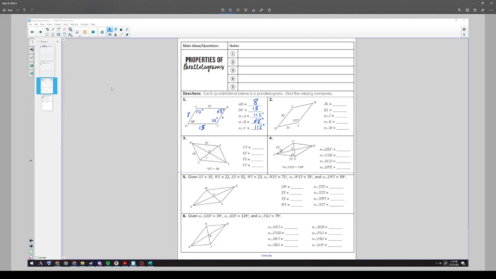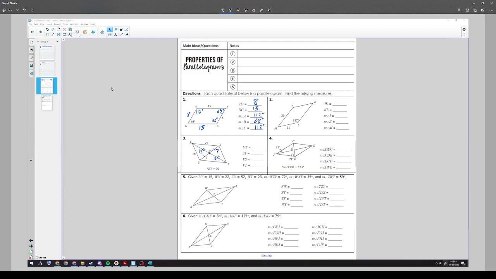So since this is a parallelogram, we know that the diagonals bisect each other. So this is equal and that's equal. That means this one is 7. It says RT equals 30. So they've labeled that off the drawing so as not to be ambiguous. But what that tells us is that each half of it must be 15 because this is the midpoint.